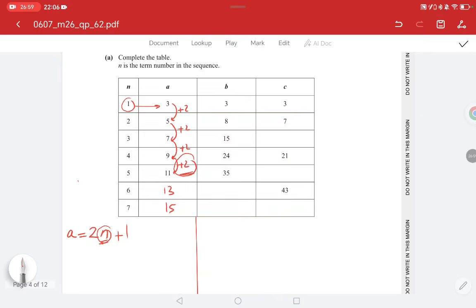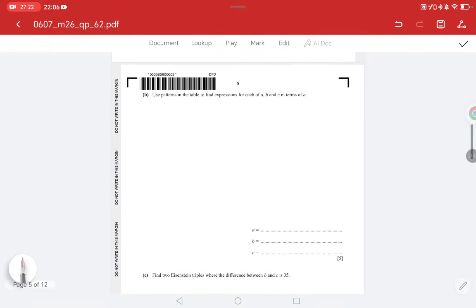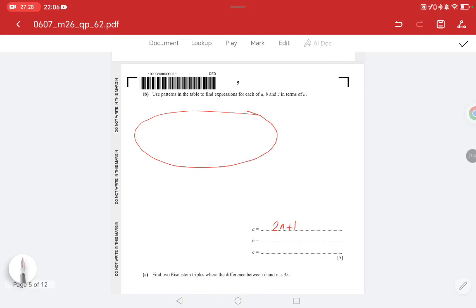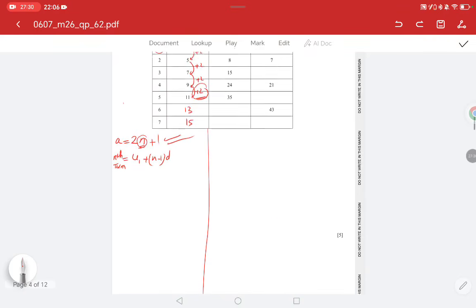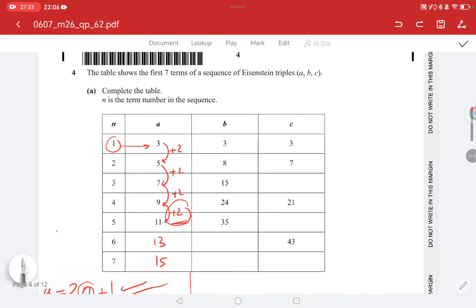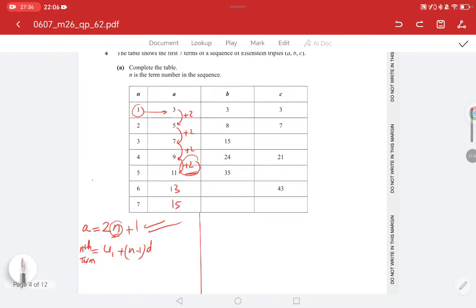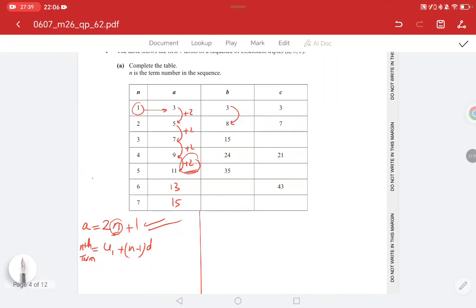Or substitute in the formula. You know the formula, U1 plus n minus 1 times d. This is the nth term for a linear sequence. So this is 2n plus 1. Of course, you have to show your work here. I did it there just to make everything together. Okay, how about the pattern of this one? 3, then 8 is plus 5.